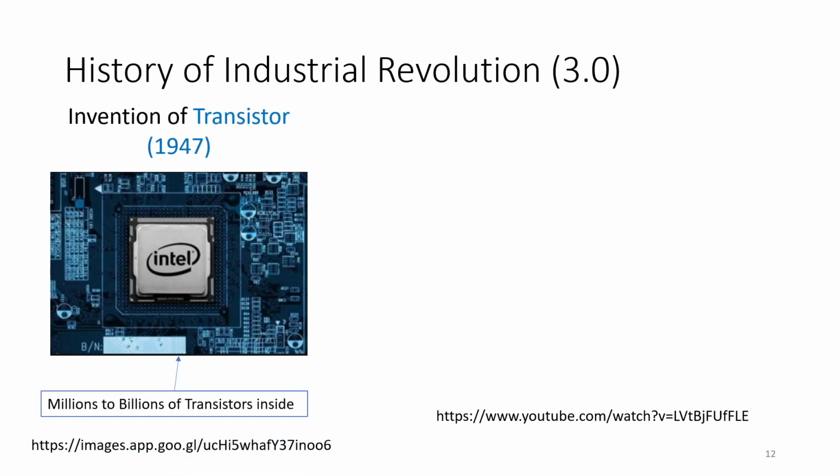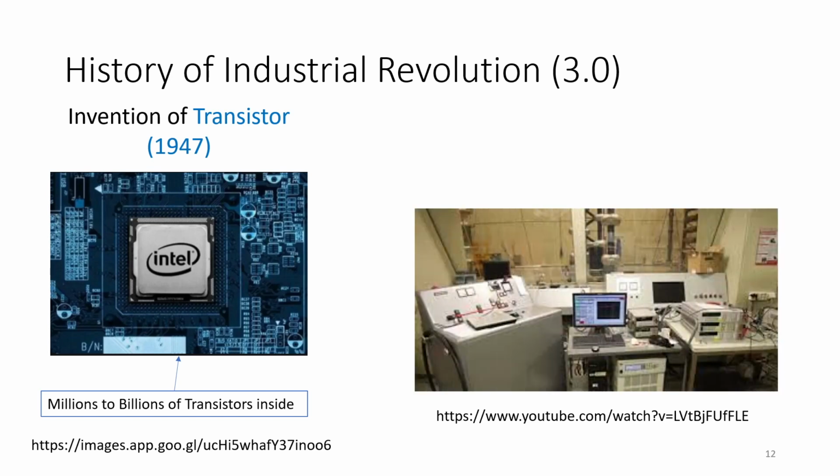I just want to draw more of your attention to the transistor. After the invention of the transistor, it led to the Industrial Revolution 3.0, because the transistor is not only used for power electronics but also for logic gates, and logic gates are used for computers, for the microprocessor, microcontroller, and so on. For example, inside an Intel CPU, there are millions to billions of transistors just doing logic operations for arithmetic calculation, memory access, memory storage, and so on.